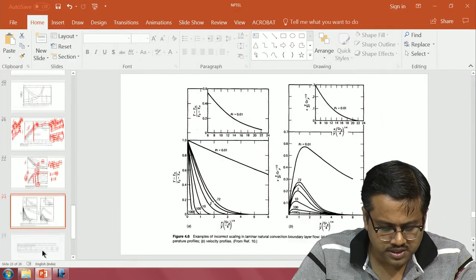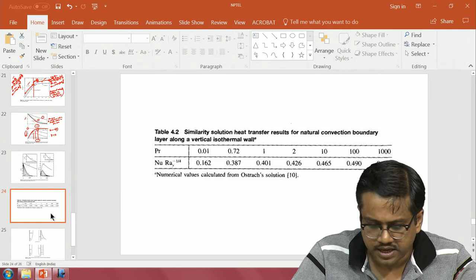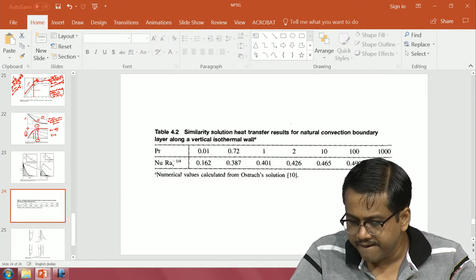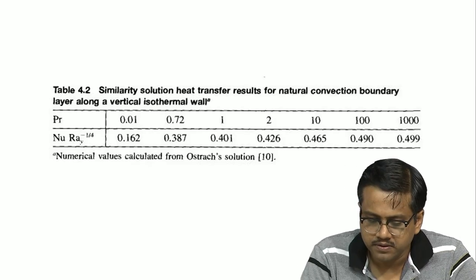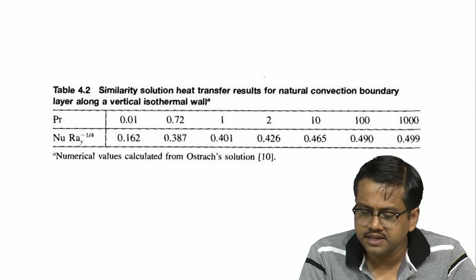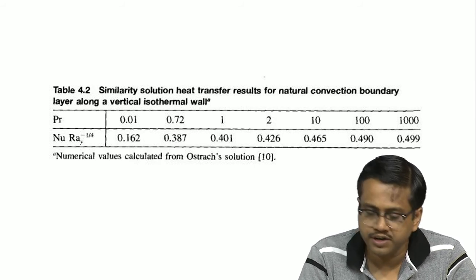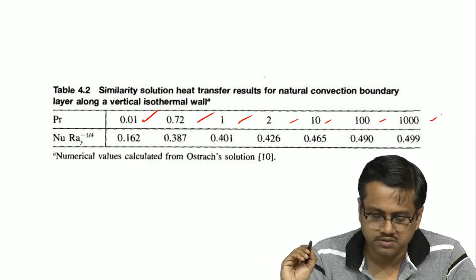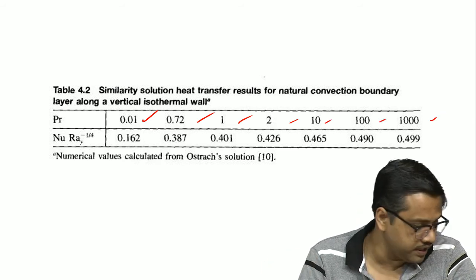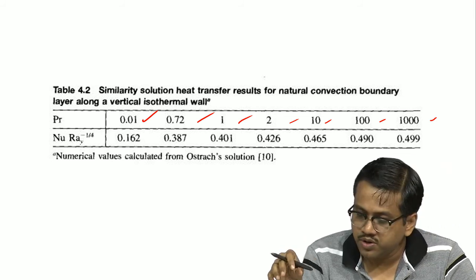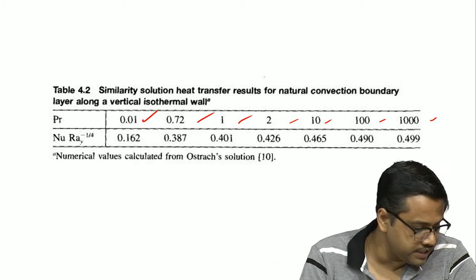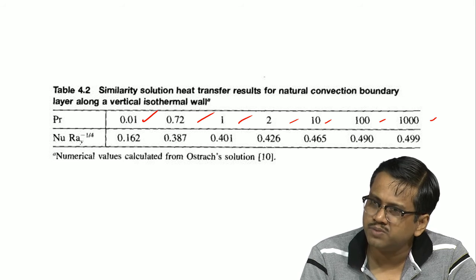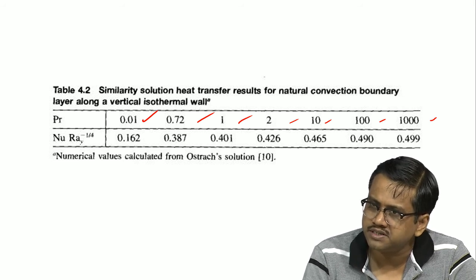You can also see one other thing if you look at this table now. Here, for different Prandtl numbers, we have noted down the corresponding values of the Nusselt number. As we can see, when the Prandtl number is of the order of infinity, this comes out to be around 0.5, which is what we predicted.